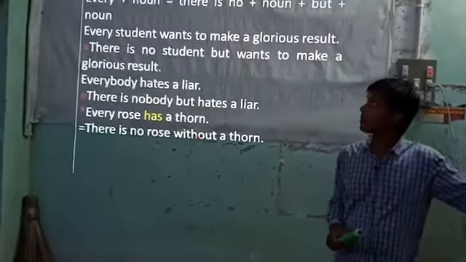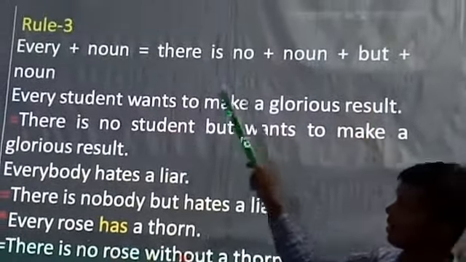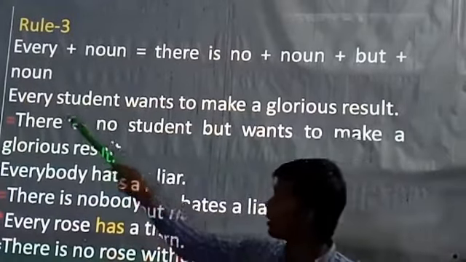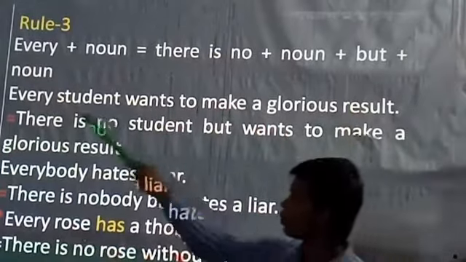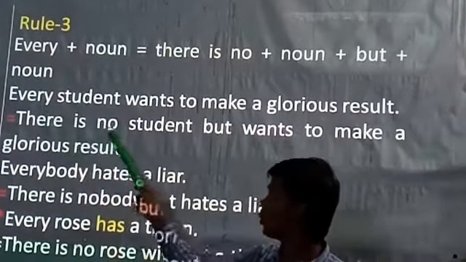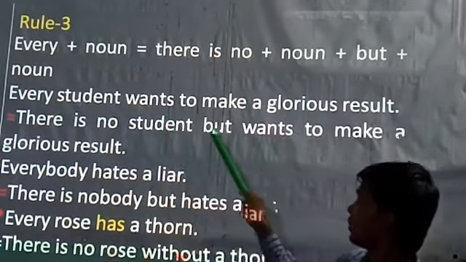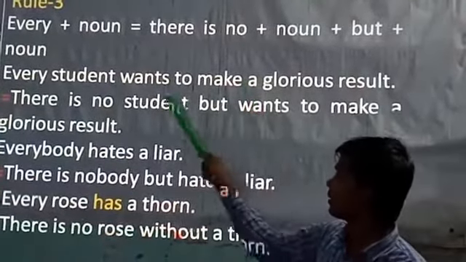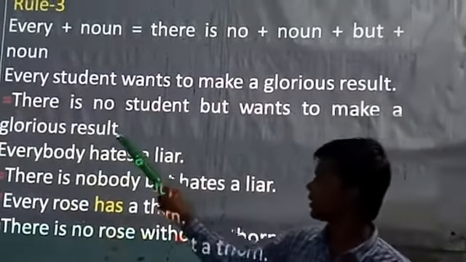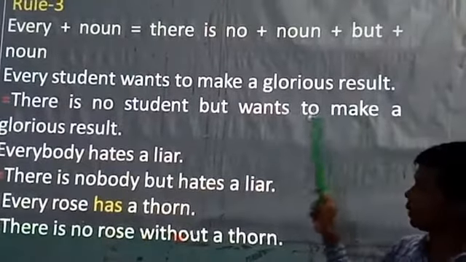Rule number 3. Every plus noun equal to there is no plus noun plus but plus verb. So dear students, every student wants to make a glorious result. In place of every, you must write there is no, then the noun student, and you will have to write an extra but, then the verb and the next part of the sentence. Wants to make a glorious result. So there is no student but wants to make a glorious result.